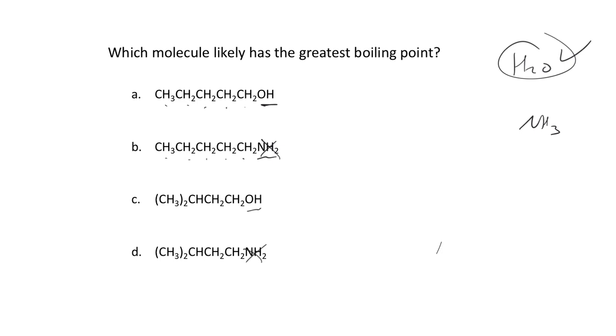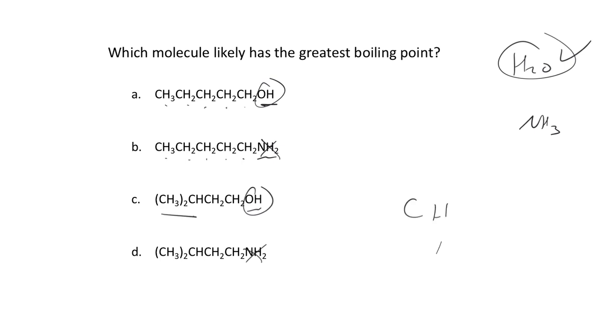So the key is we get a more polar group with the hydroxyl group than we do with the ammonia group or with the NH2 group. And so that rules out the NH2 compounds as being likely to have the highest boiling point. And then what about branching? So the one structure here has a branch point.